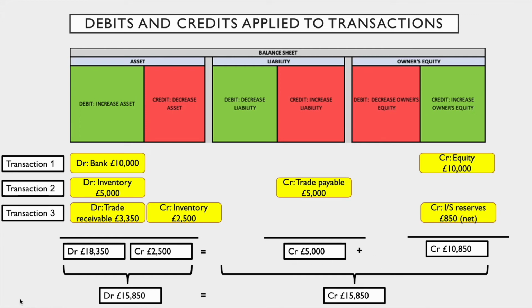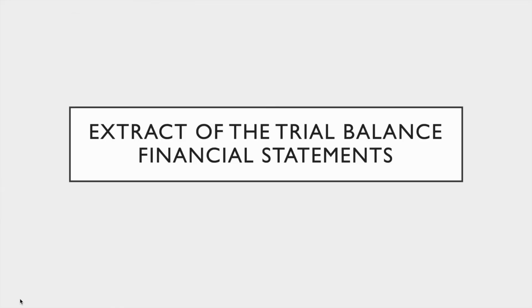You can see the accounting equation is still in balance, and our debits are always equaling our credits here. So that's just a good control within accounting, so that's embedded into the accounting process.